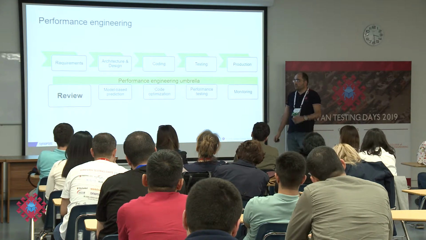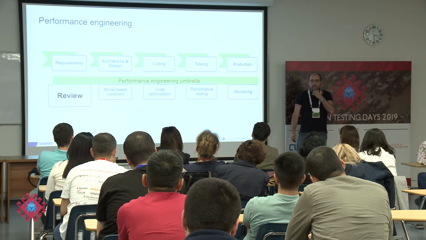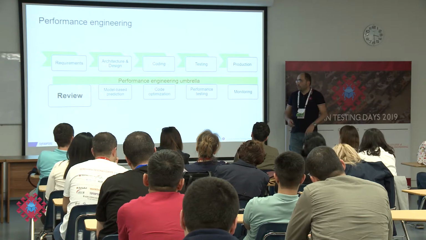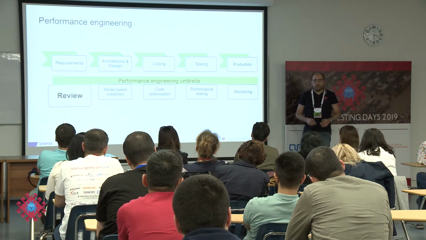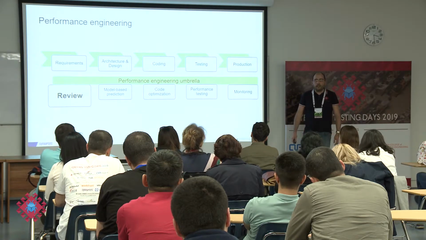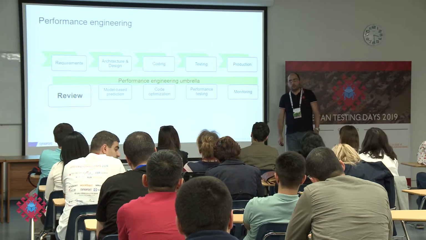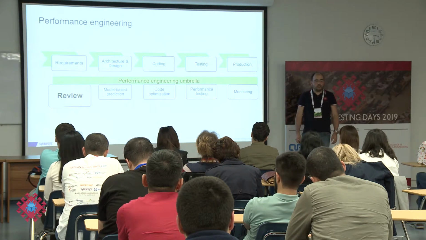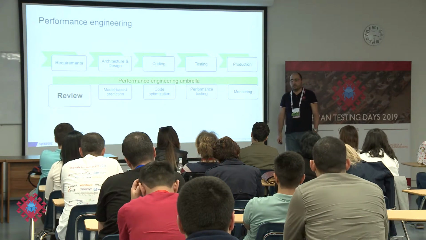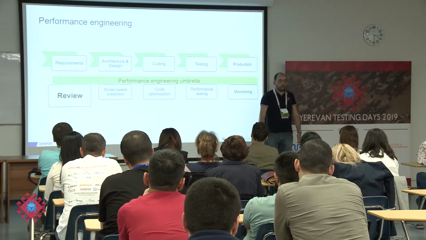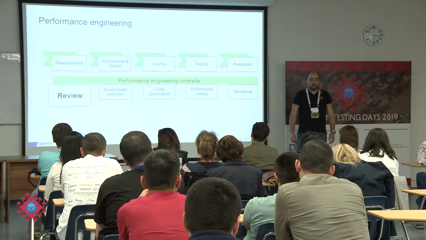Now the next question is, how can we apply this in our processes, in our organization? If you have a review process in your organization, like an inspection, I think what you need to do is just add performance-oriented review methods and try to discover and find performance issues in the requirements documentation.